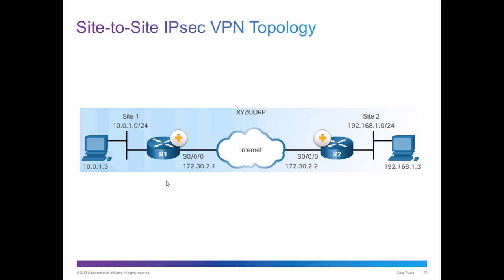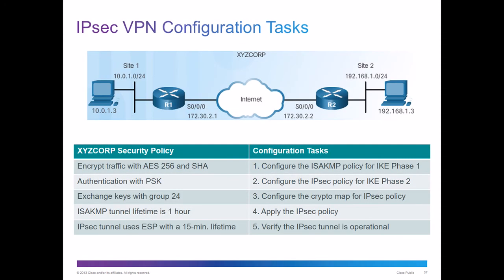And the rest is a matter of choosing the correct protocols when you are setting up your VPN, sorry. So the configuration tasks, please write those down. This is just an example. You want to encrypt all the data, for example, with AES 256 and SHA. That's going to be your encryption.